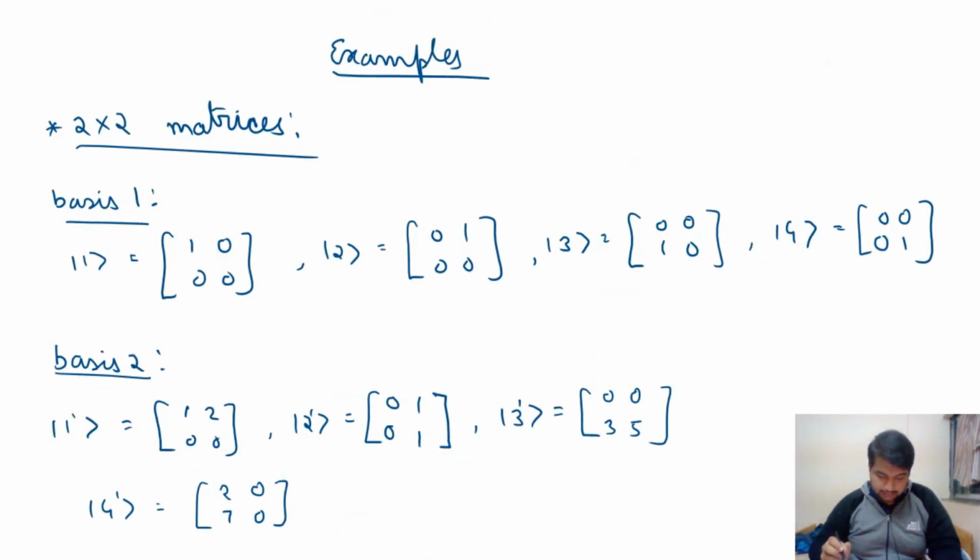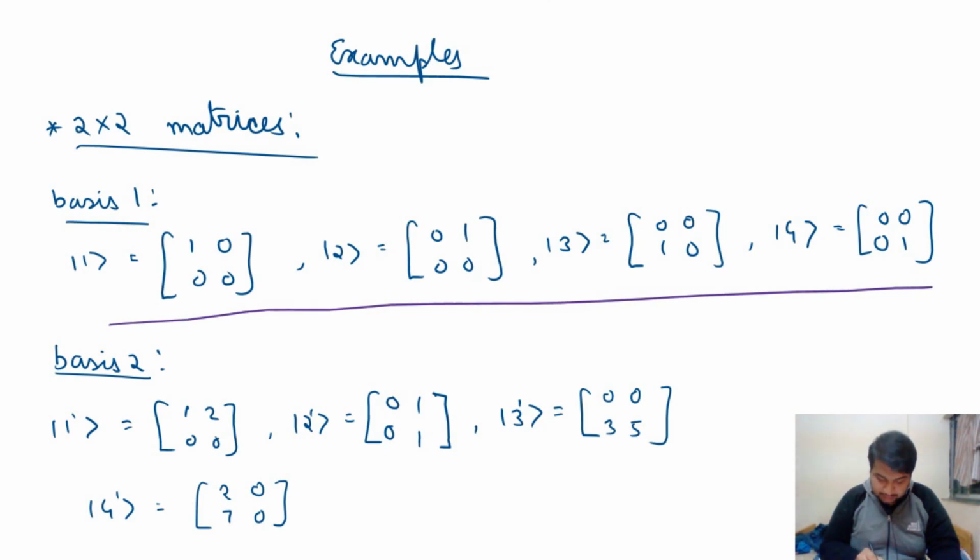Now we will consider the case of 2 cross 2 matrices. And just like how in the case of arrows we took two different bases, 1, 2 and 3, 4, here also we are going to consider two different bases. Okay, so the first basis is basically the 4 matrices which we had already seen, where only one of the entries is 1 and the rest are zeros.